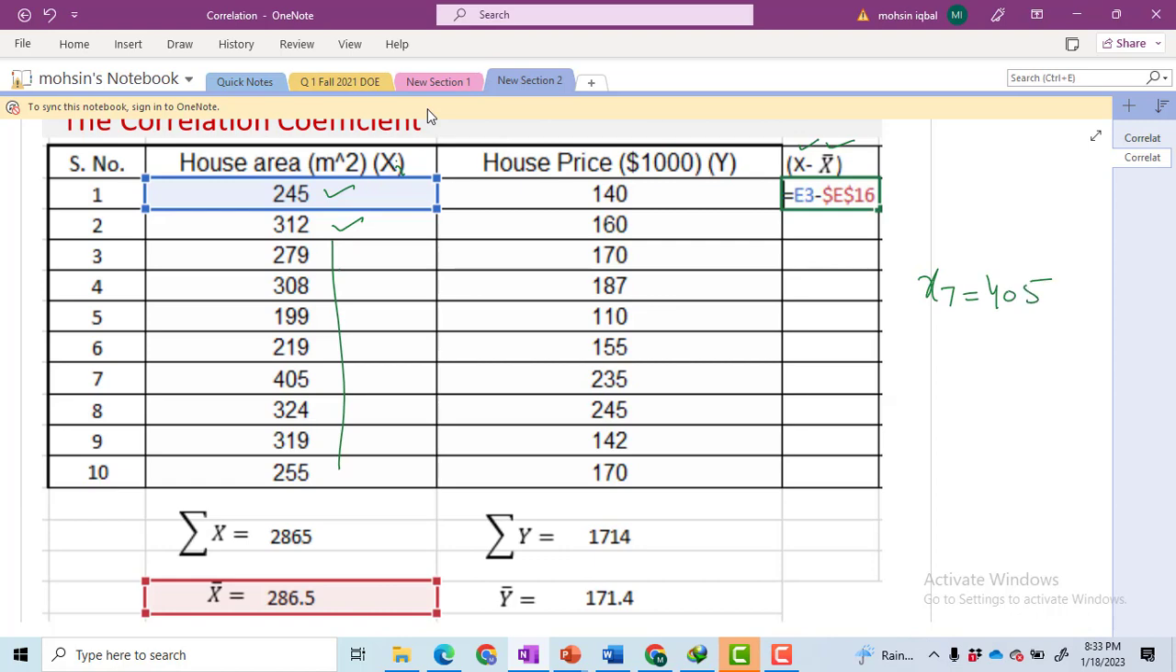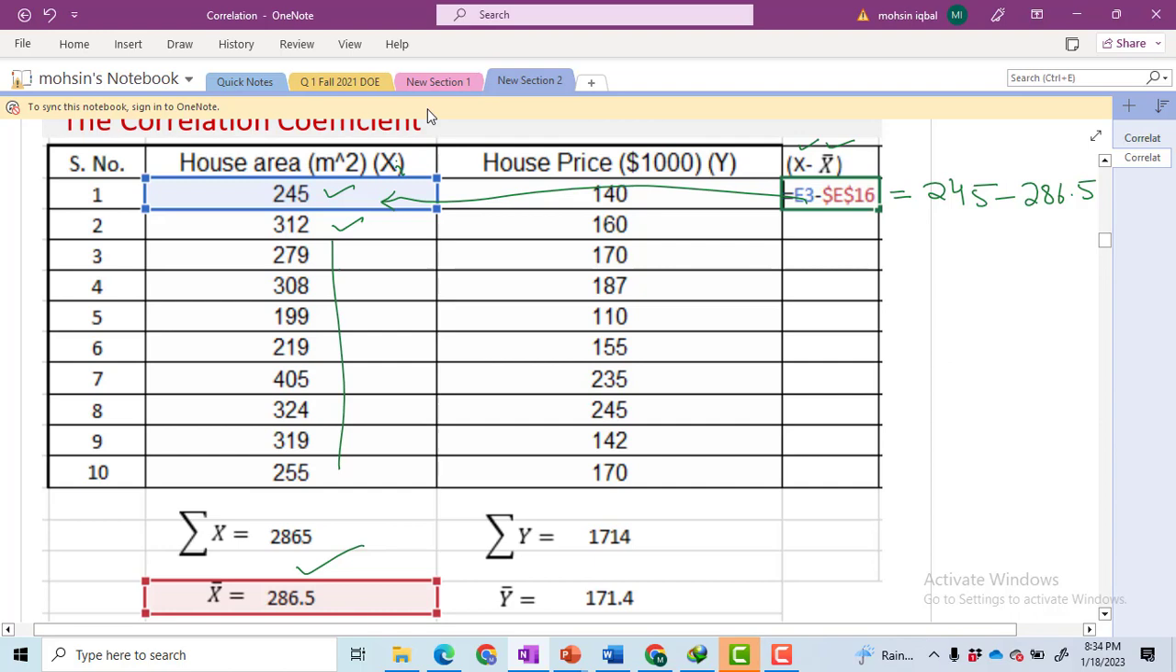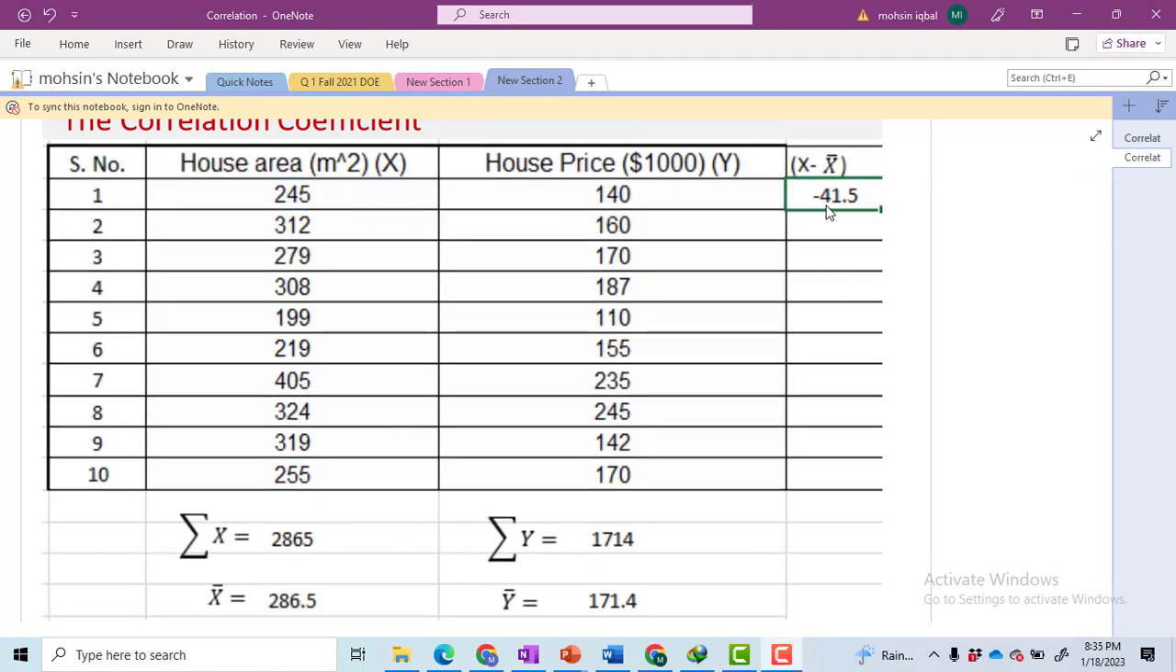Likewise, what I did is E3 minus, with dollar signs, E16. I'm solving this question in Excel, so that's why there is a cell symbol. However, if you want to do it by hand in your register, you will write that E3 means this value in the blue cell, 245, minus E16. E16 is this value in red, so I will write here 286.5, and then we get the answer upon pressing the enter button. Upon pressing the button, I got minus 41.5.